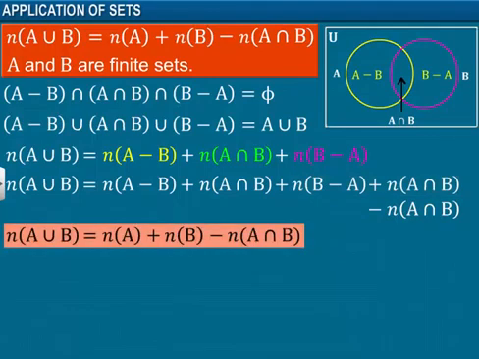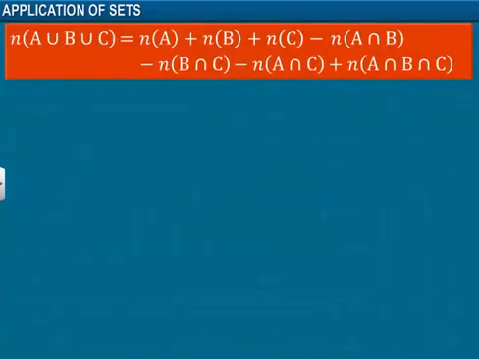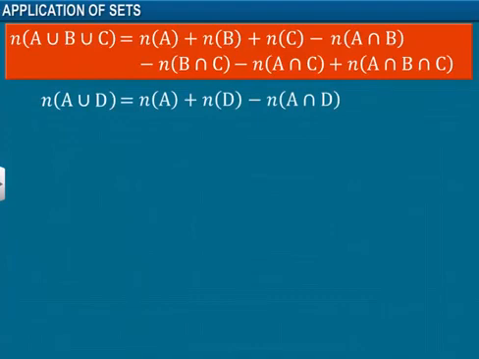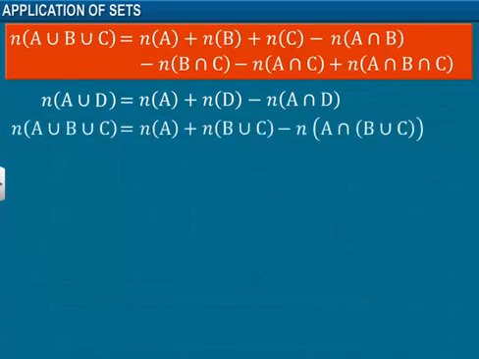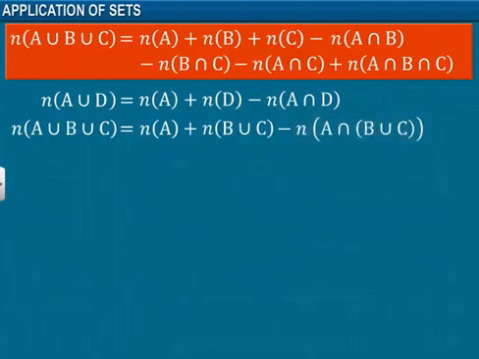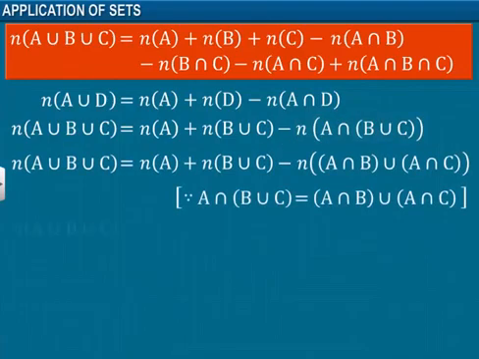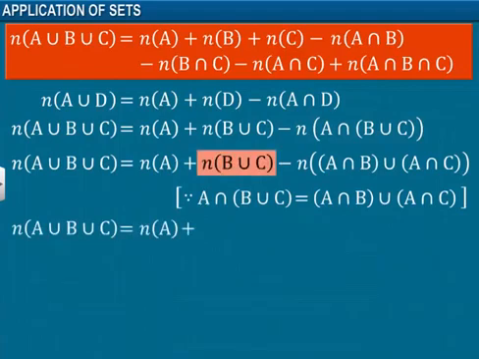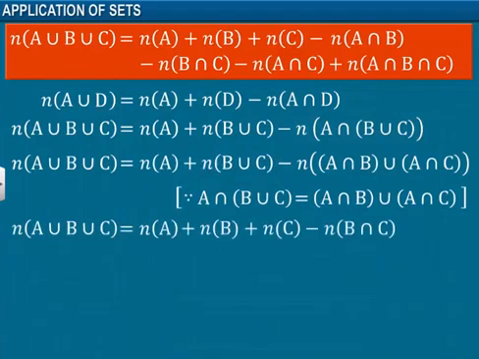We will now verify this relation. Momentarily, let's denote B union C with the letter D. This can be written as shown. Now, we will replace the letter D with B union C. The third term can be written in the form shown using distributive law. Therefore, we can write the expression as shown. Now, we expand the second term on the right-hand side. The third term can be expanded as shown. Hence, the relation is verified.